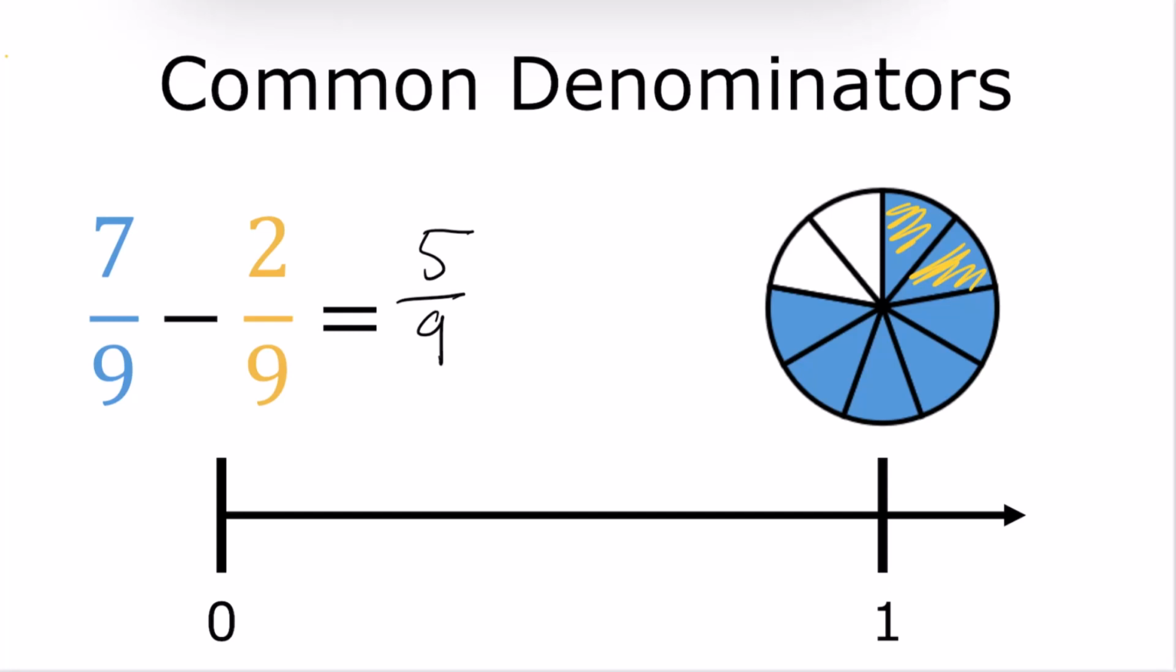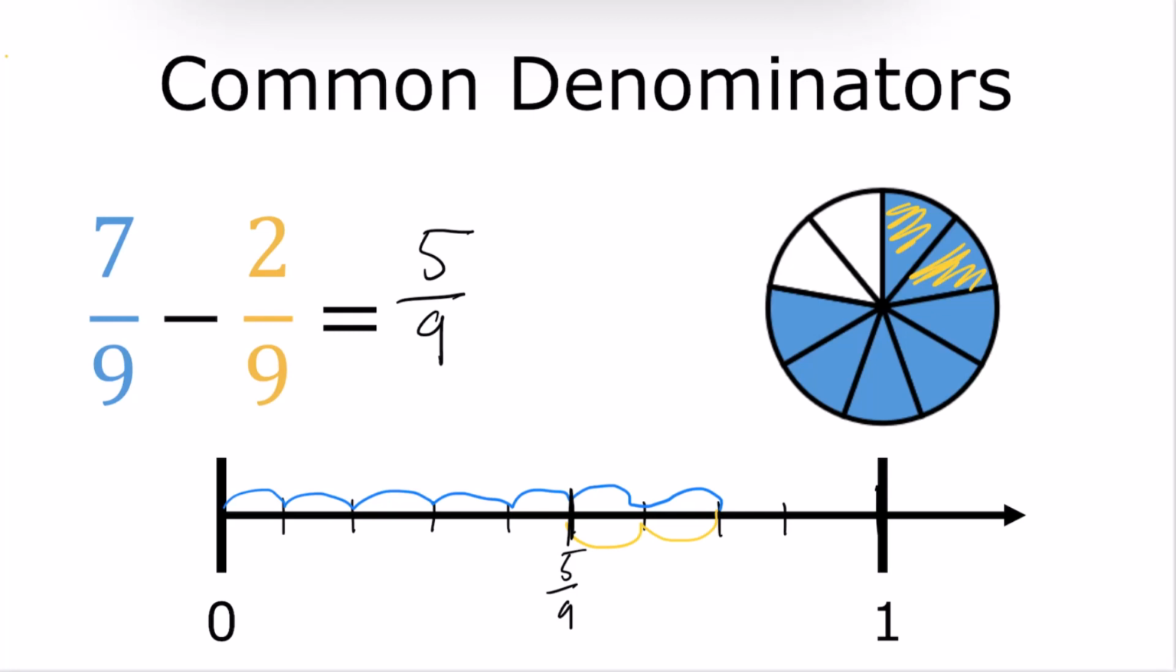You could also show this on a number line if we split the distance between 0 and 1 into 9 pieces. So here's 1, 2, 3, 4, 5, 6, 7, 8, and then 9/9 would be where the 1 is. So if I wanted to model 7/9, I'd go forward 1, 2, 3, 4, 5, 6, 7/9. And then if I want to subtract 2/9, I would just go backwards 2/9, and that would take me to the mark that represents the amount 5/9.